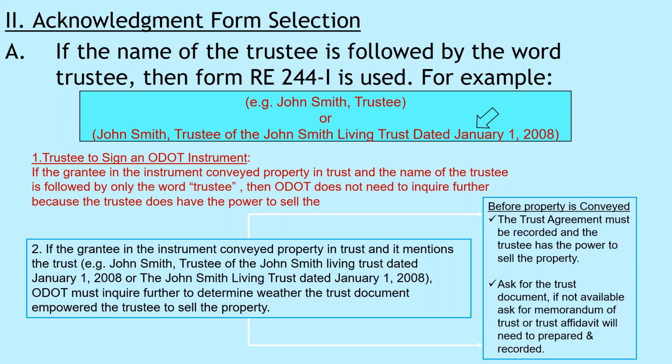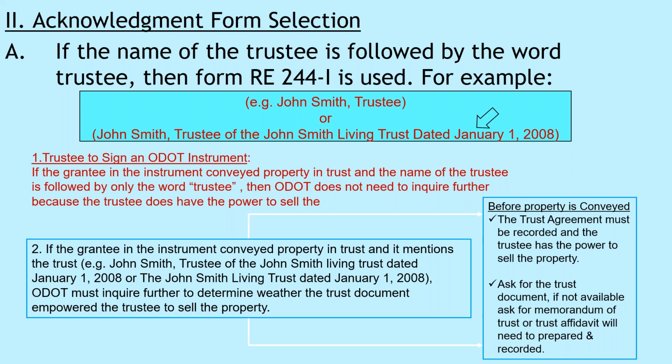And let's see the next slide. Before the property is conveyed, the trust agreement must be recorded. That's because anything that wants to convey property should be recorded at the recorder's office. So that indicates any interest in property. Just like with a power of attorney, if that power of attorney gives the person that holds it the authority to sell real estate, that needs to be recorded. Not that it's an interest in real estate, but it's an authority over real estate.